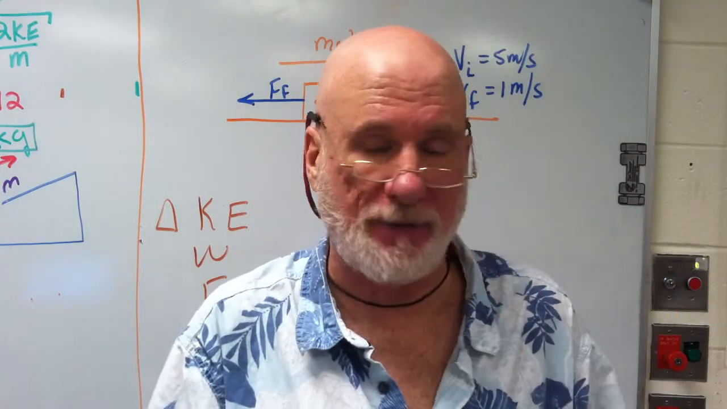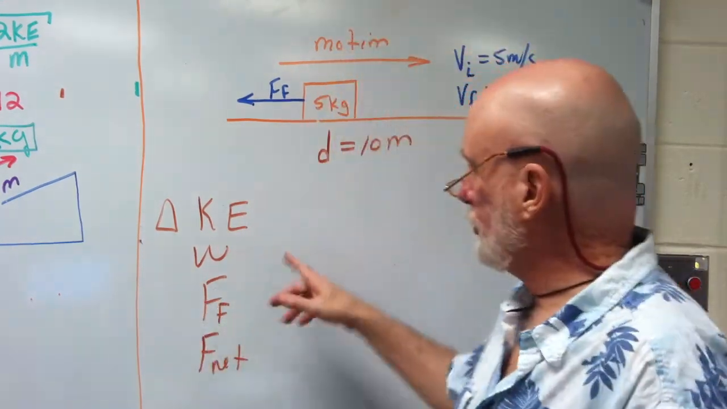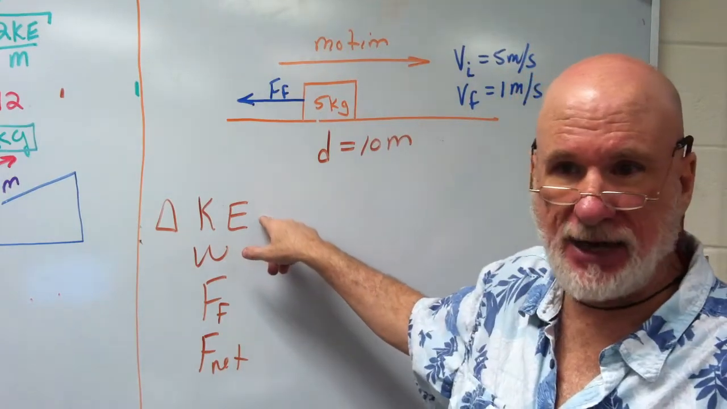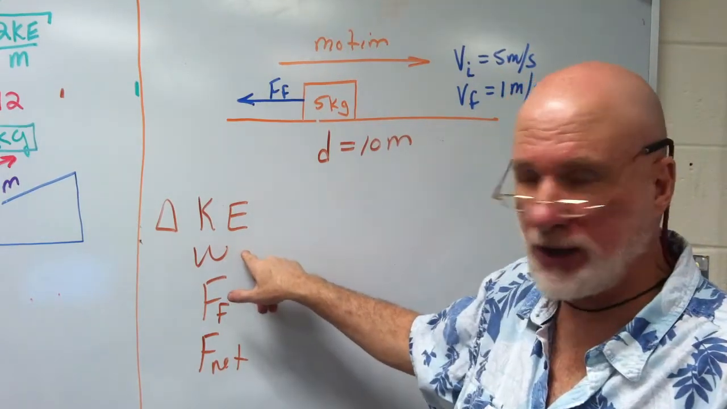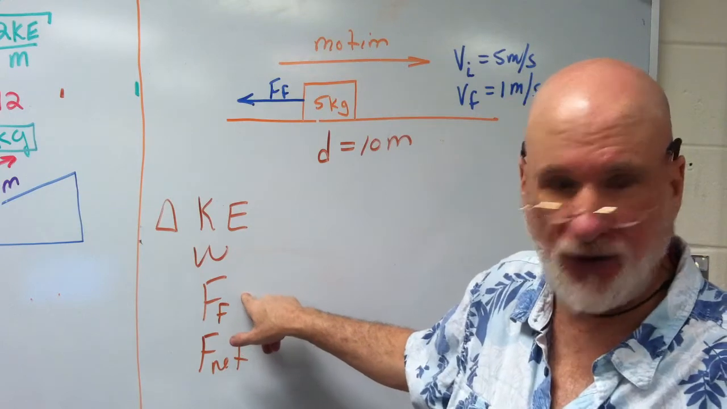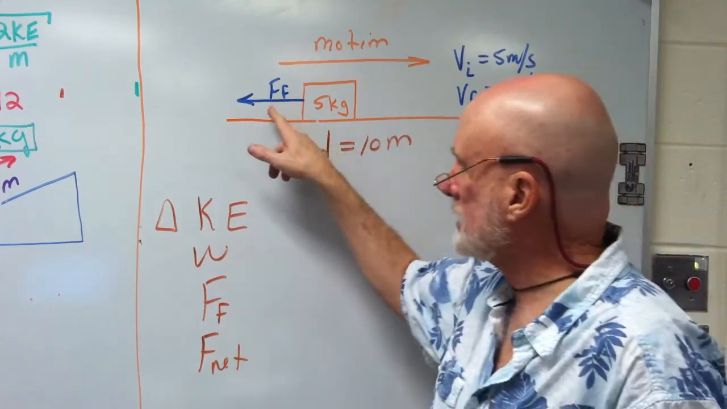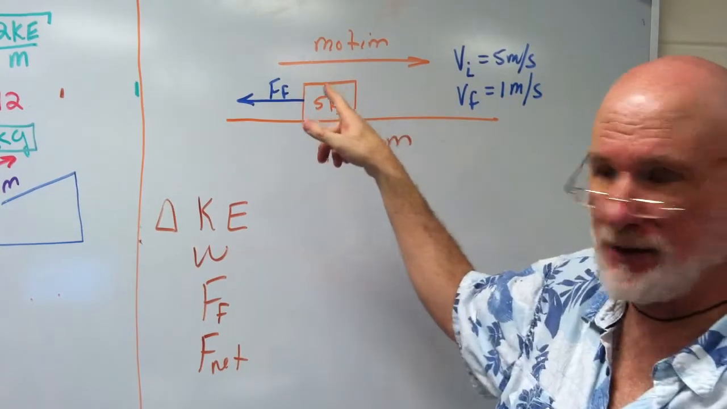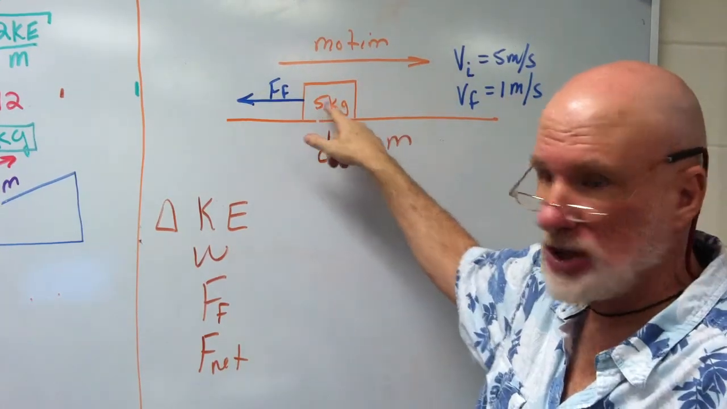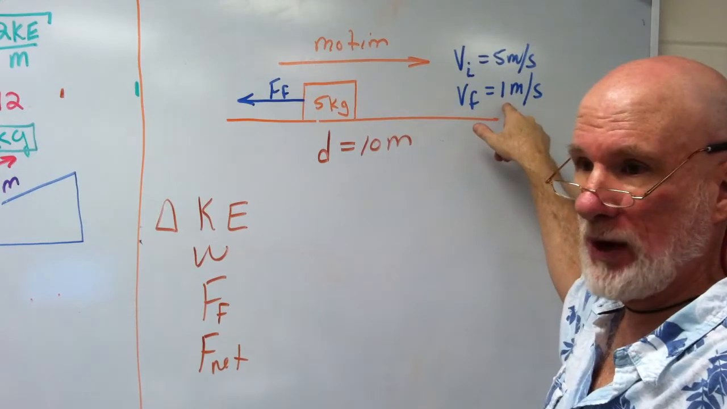So this is what I want you to do. I want you to find the change in kinetic energy. I want you to find the work. I want you to find the friction. And I want you to find the net force. If a box going 5 meters per second, that's 5 kilograms, slows down to 1 meter per second.